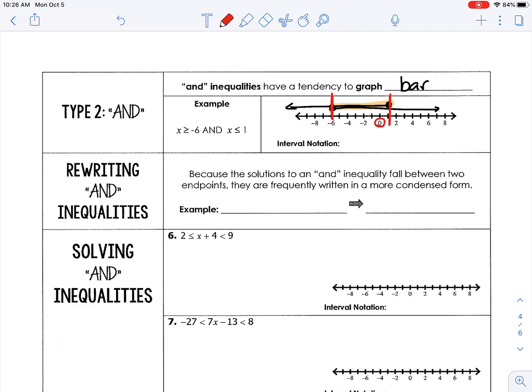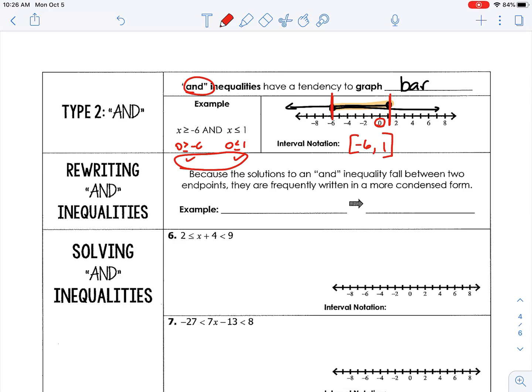We're going to pick 0. Is 0 greater than negative 6? Yes. Is 0 less than or equal to 1? Yes. So on the AND problem, both have to be true. Therefore, anything in this interval is true. So my left-hand boundary is going to be negative 6. My right-hand boundary is going to be 1. And that is going to be my solution set.